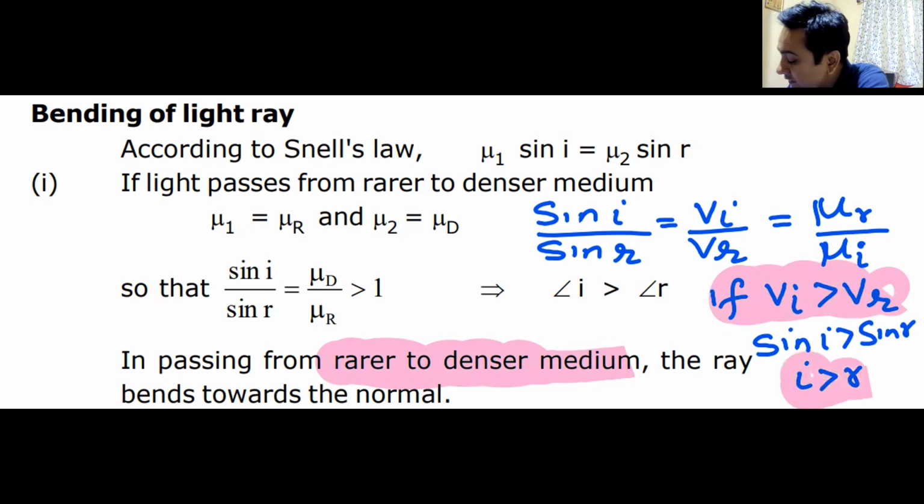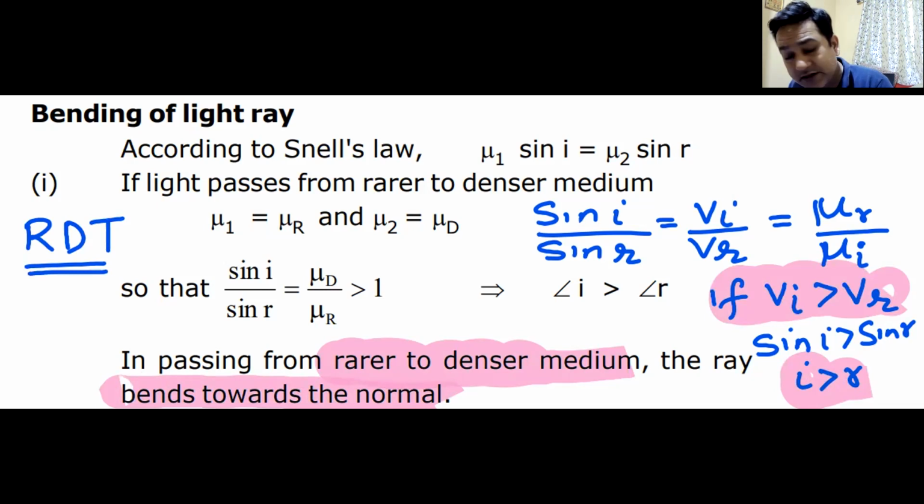That simply means that the angle of incidence is more, angle of refraction is less, and the ray will bend towards the normal. How do I remember this? I remember this by this short form: RDT. R standing for rarer medium, D standing for denser medium, T standing for towards normal. RDT stands for rarer to denser medium, it will bend towards normal. Do we understand this? Yes, sir. This is how we understand it in terms of language.